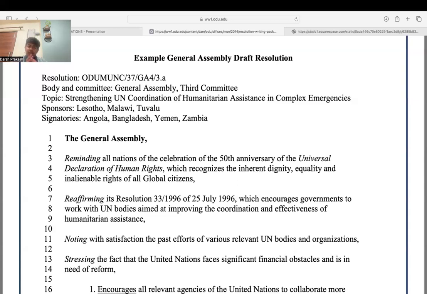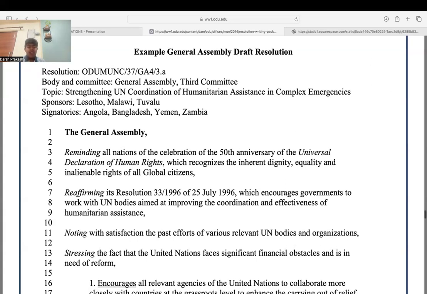Sponsors are those who write the draft resolution, whereas signatories are those people who may or may not agree with the drafting of the draft resolution, but they would want to discuss it just to get a glimpse of what we have discussed during the committee. Signatories do not take as much active participation during the draft resolution making as the sponsors do, right?